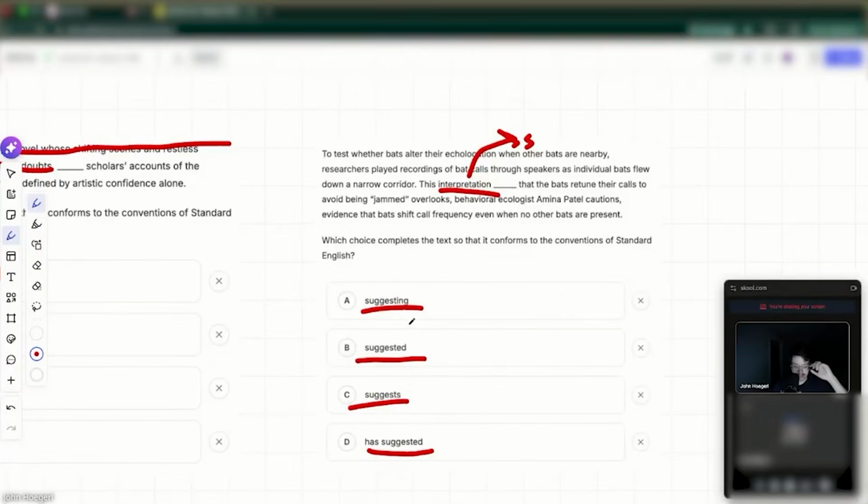It doesn't really fall into the main categories we listed before. So all these could work. The singular plural thing is not enough to figure out the answer. Okay, let's see what other information we could use in here. So interpretation, that the void thing, cautions, evidence.